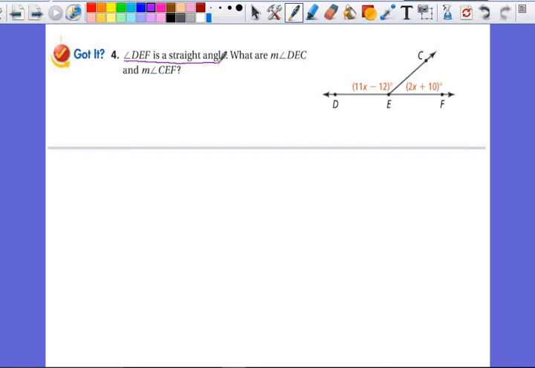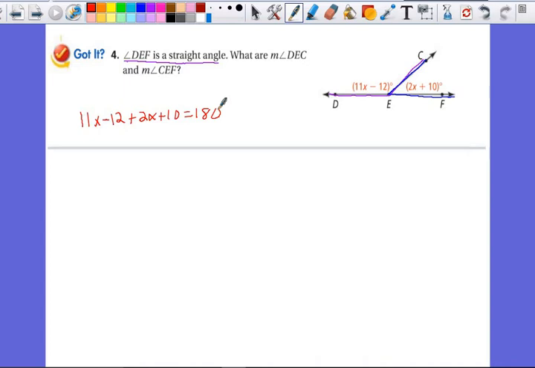We went over this earlier. If it's a straight angle, it makes a straight line. Therefore, these two sections here, this one and this one, make a straight line, which means they add up to 180 degrees. So if I'm going to go in and solve this, I need to add them together. So 11x minus 12 plus 2x plus 10 equals 180. That's what we need to solve this problem. You needed to know that a straight angle equals 180.